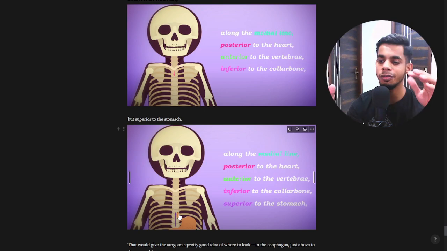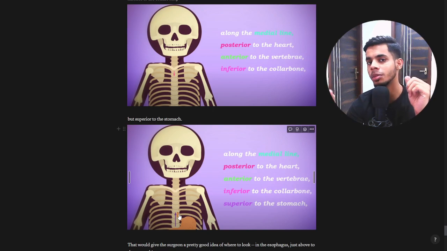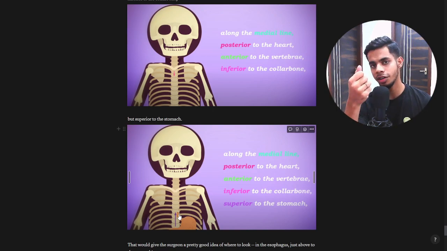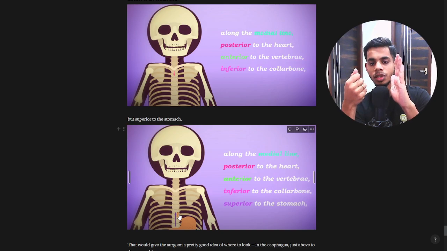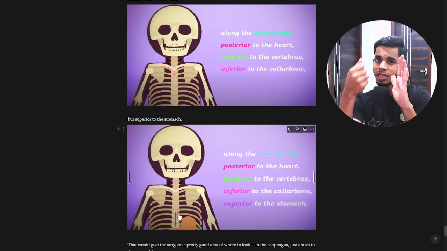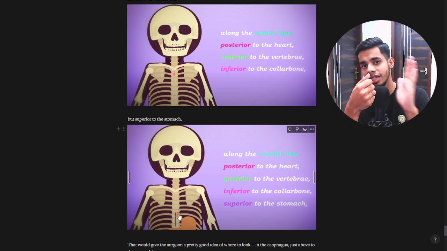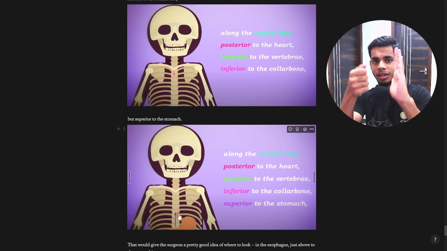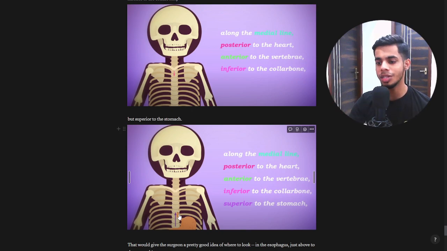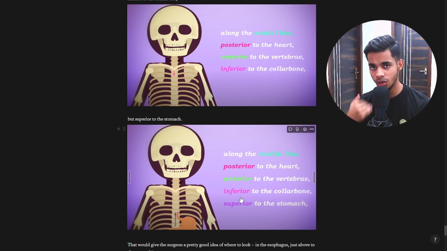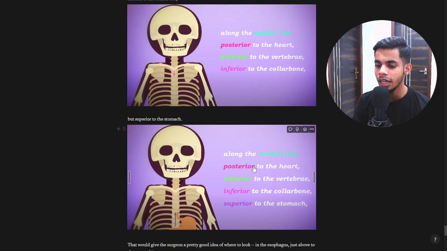So if you are getting confused between posterior to heart and anterior to vertebrae, I'll explain it right now. Let's consider this is the heart and this is the vertebrae. So there is a space in between these two, right? And there exactly maybe your food pipe would be passing through. So how exactly will I denote this? It is basically posterior to the heart, which is behind the heart, and it is anterior to the vertebrae, which is before the vertebrae. So it will be somewhere here in the central line, right? Now that is the position that we are trying to mention here. Along the medial line, posterior to the heart, anterior to the vertebrae, inferior to the collarbone, and above the stomach. And that would give an exact idea, right, where to look for this.